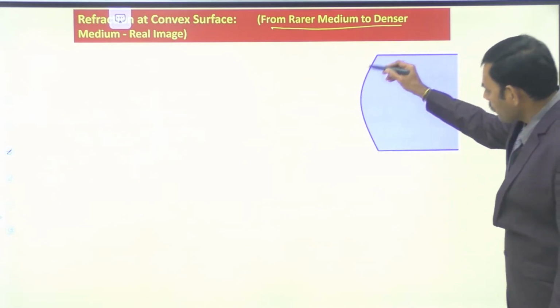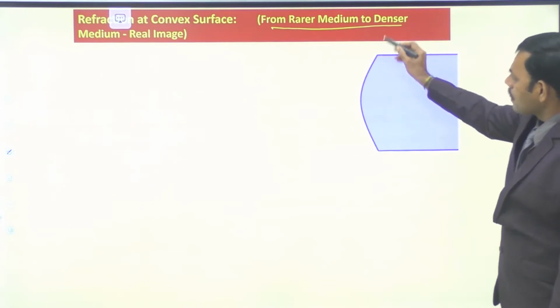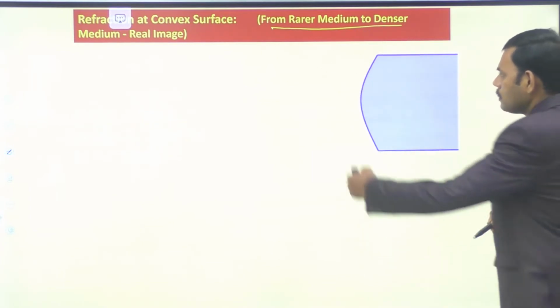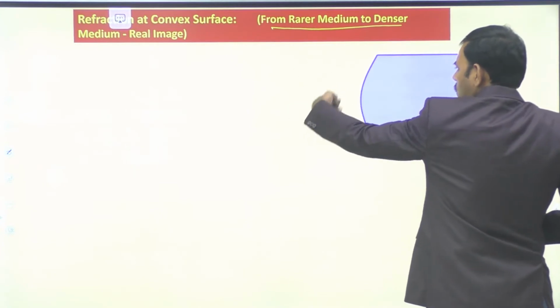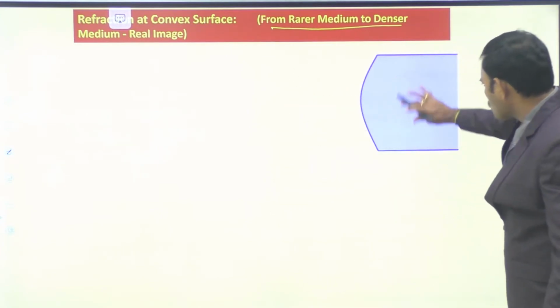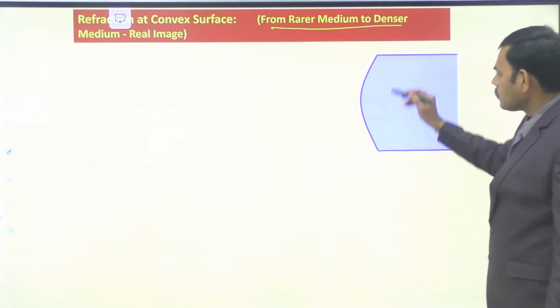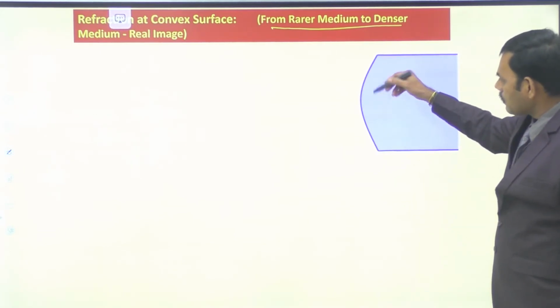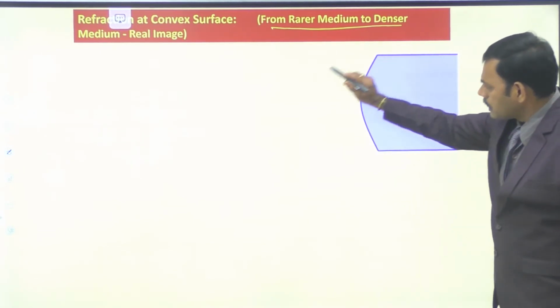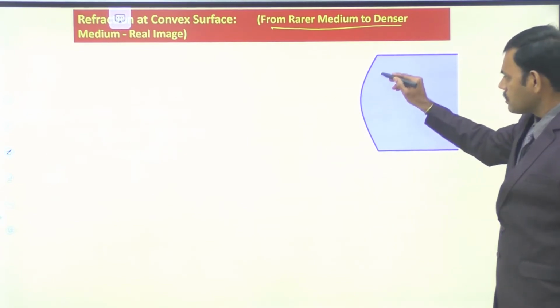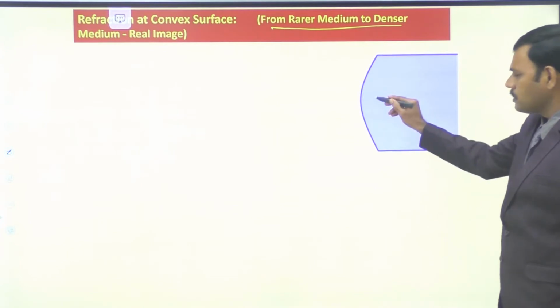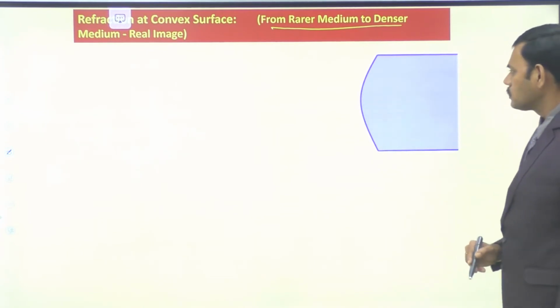Moreover, the surface of the denser medium is convex towards the rarer medium. This left side one, the yellowish color one, is the rarer medium, the bluish one is the denser medium. So the curved surface towards the rarer medium is convex, hence this is a convex refracting surface. This is named as the convex refracting surface.